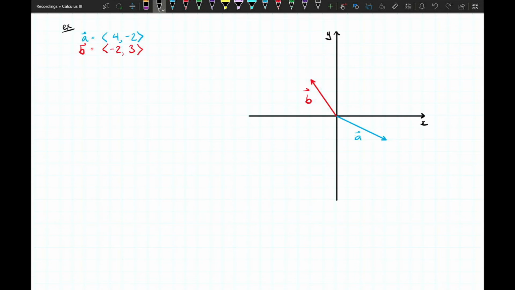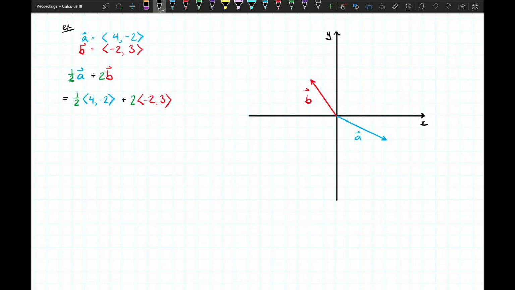Okay, in this example, we've got the vector a, which is 4, negative 2, and b, which is negative 2, 3. Let's suppose we want to compute the vector given by 1/2 of a plus 2b. This will combine both scalar multiplication as well as vector addition. It may help to write down the same equation, but using our components first. 1/2 of 4, negative 2 plus 2 times negative 2, 3.